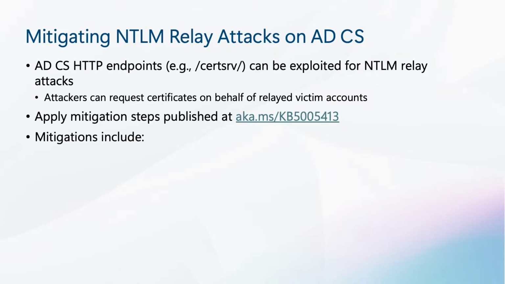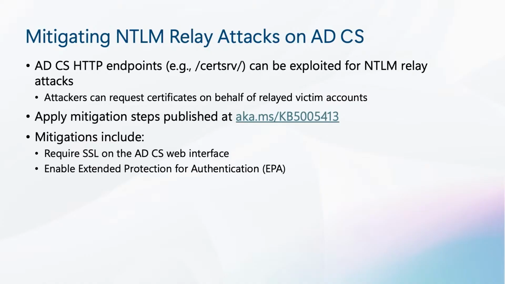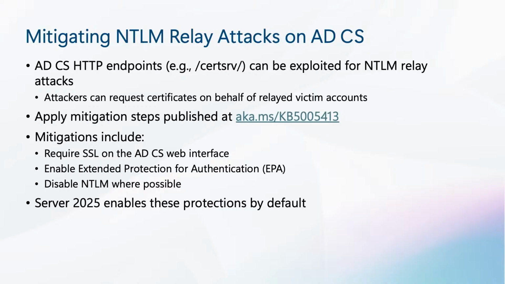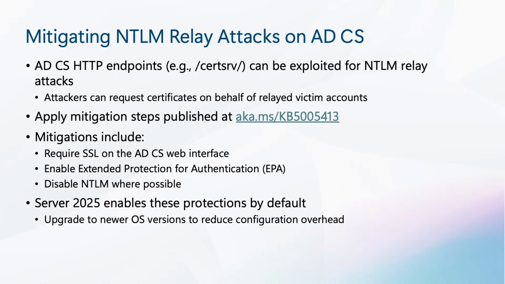The key steps include enforcing HTTPS on the CA web interface, enabling extended protection for authentication, and disabling NTLM where possible, especially on servers hosting ADCS or other critical infrastructure. Most of these protections are already enabled by default in newer server versions like Windows Server 2025.